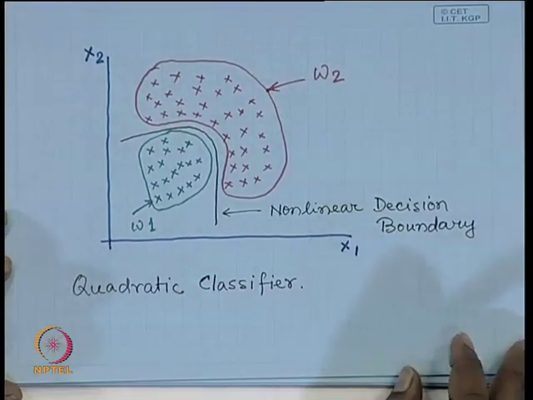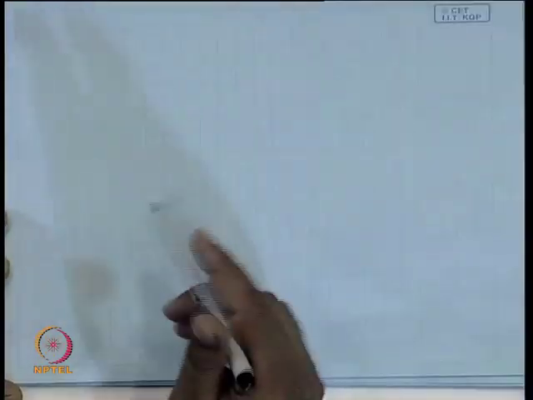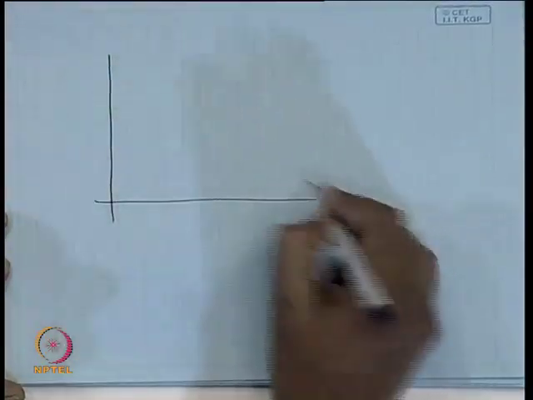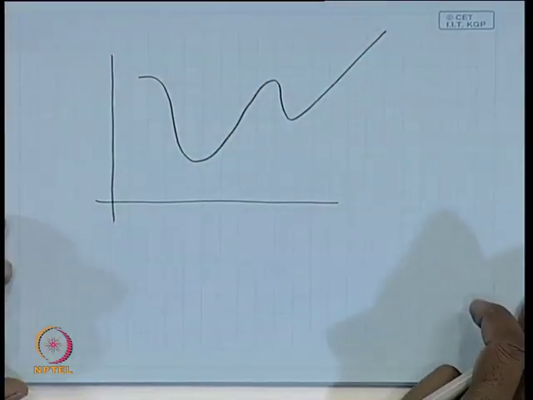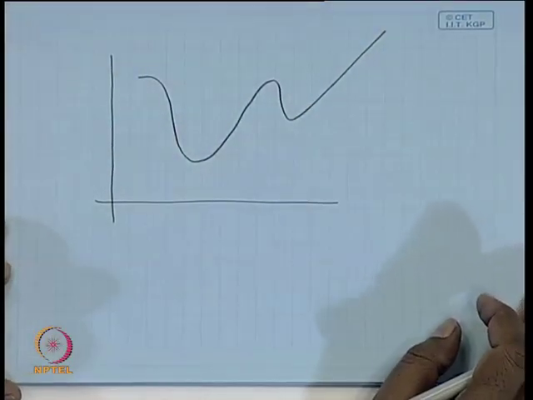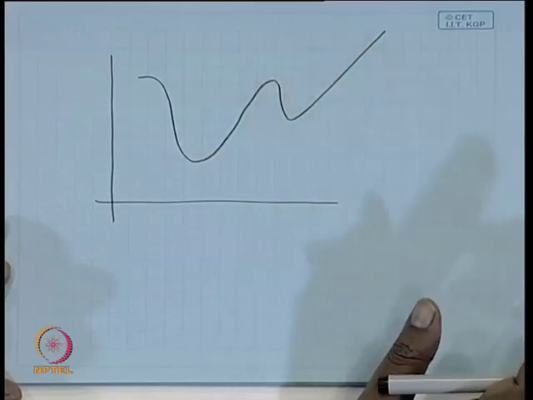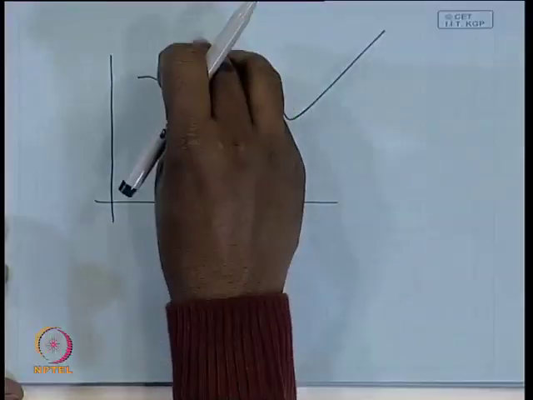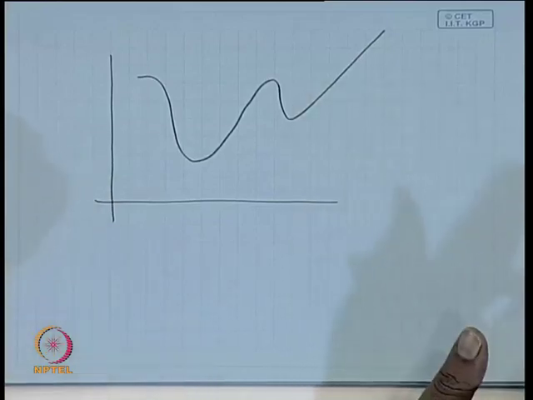But if the decision boundary is much more complicated than this, okay, suppose I have a decision boundary like this, something like this. Okay. So, you find that such decision boundaries are so complicated, it is not very easy to design them analytically or to have an analytical expression for such a decision boundary. Okay. So, this is the case when I am considering only a 2 class problem, that is, I have only 2 classes omega 1 and omega 2.